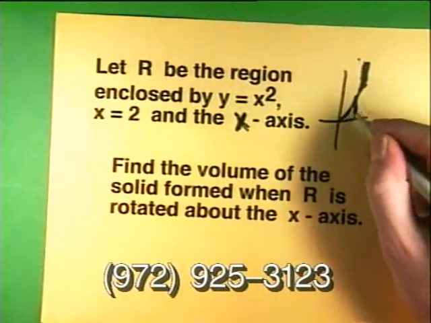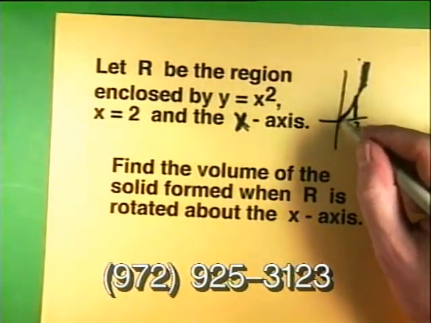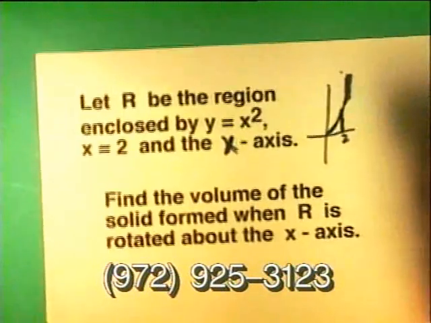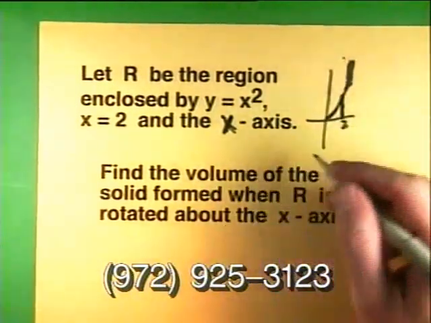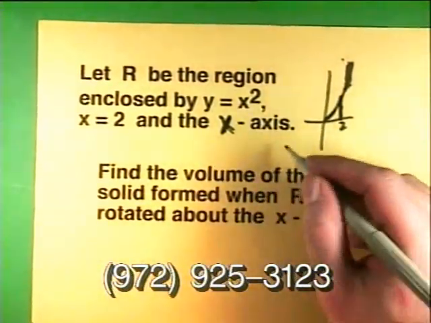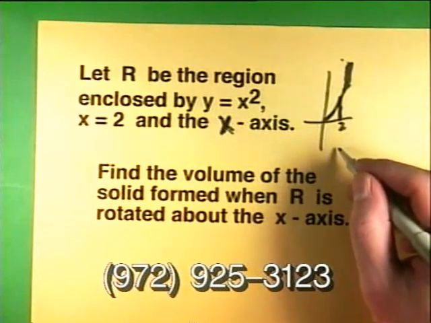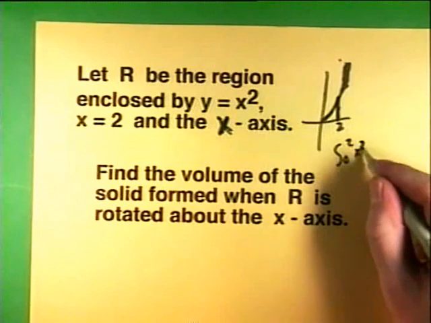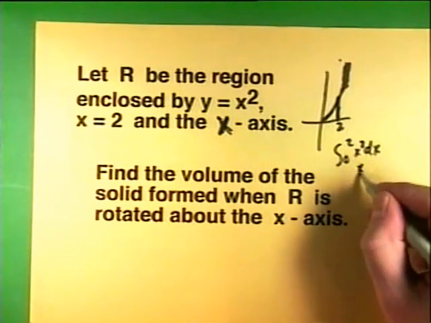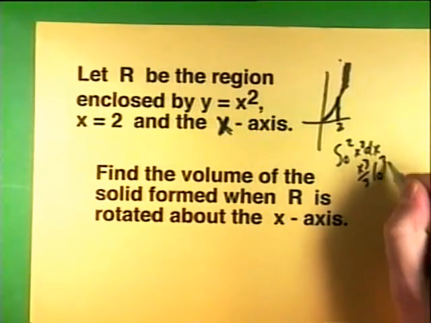How would you find the area of this region right here, if this is y equals x squared and this is x equals 2? Integrating from 0 to 2 of x squared. That's pretty easy, right? It's x cubed over 3 from 0 to 2, so the answer is 8/3.